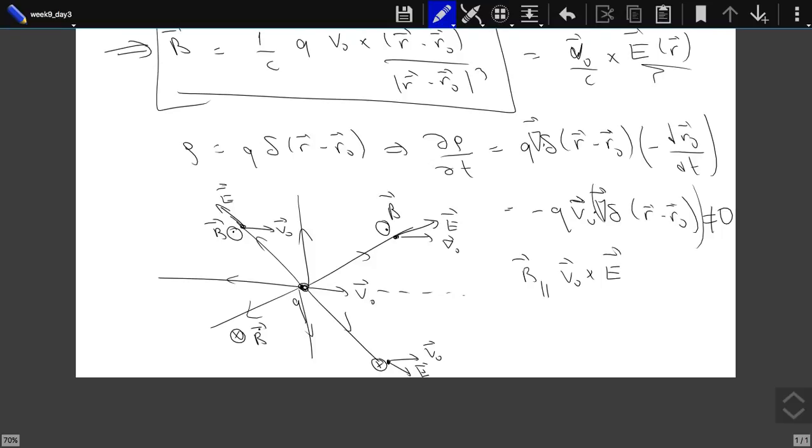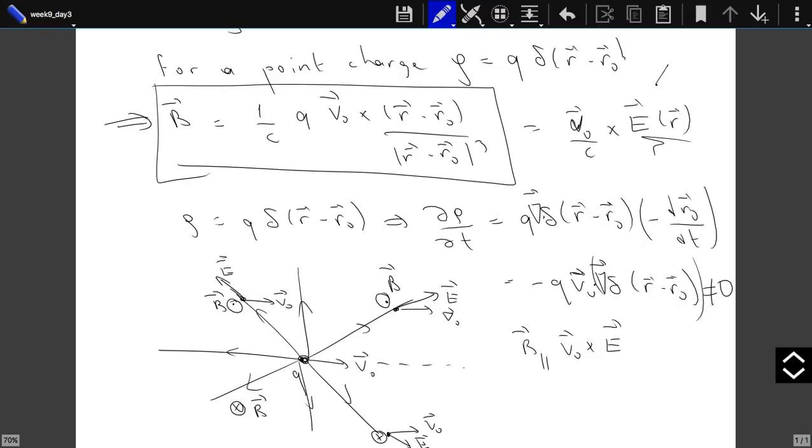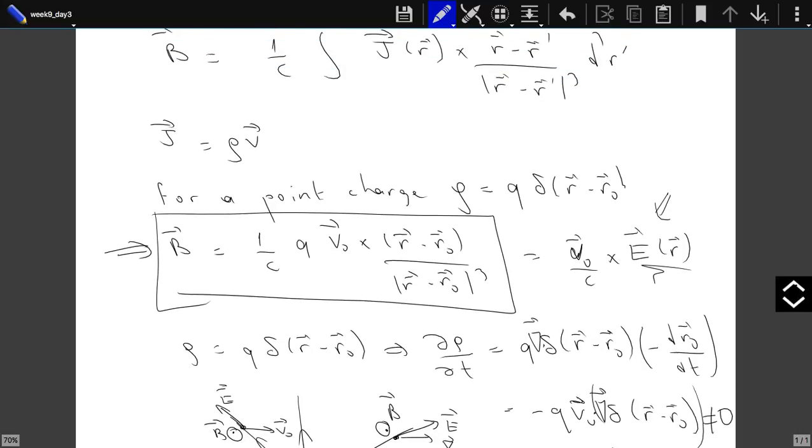Are all the V's equal? Well, you see, V0 is the velocity of the point charge. So the point charge has a single velocity, V0. That is something you have to pay attention to here in this expression. V0 is the velocity of the point charge.